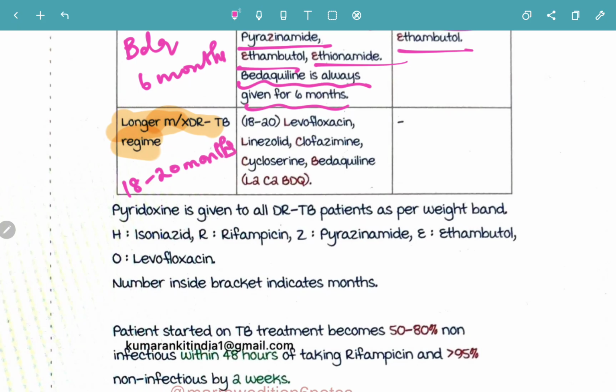So the mnemonic is L2, C2 and bedaquiline. L for levofloxacin and linezolid, C for clofazimine and cycloserine, and B for bedaquiline. So this is your longer MDR TB regimen: L2 levofloxacin, linezolid, C2 clofazimine and cycloserine, and then bedaquiline.